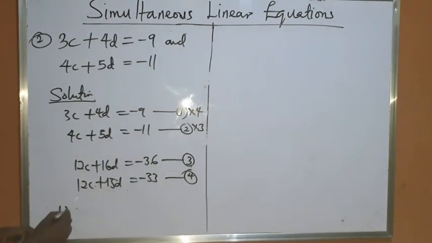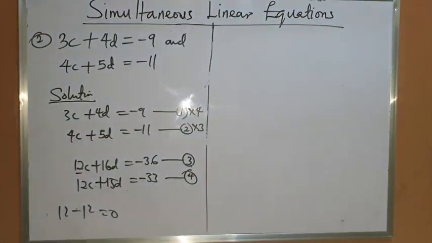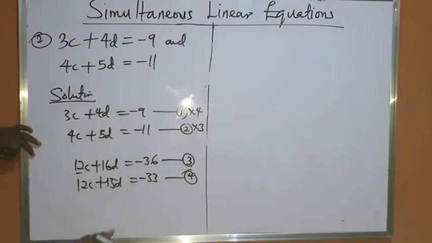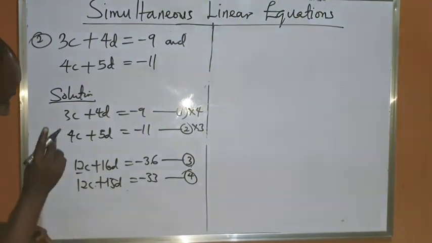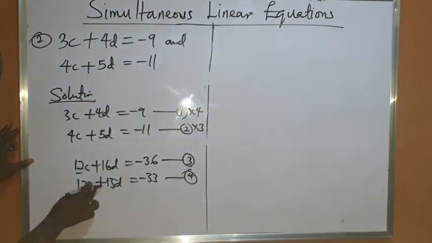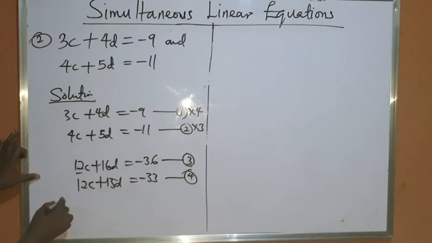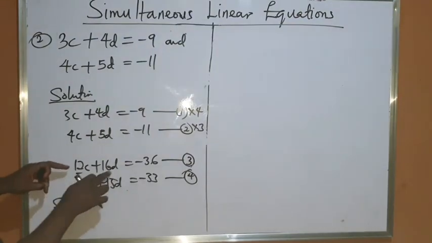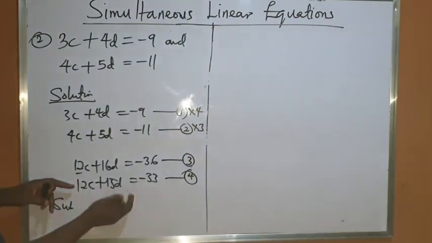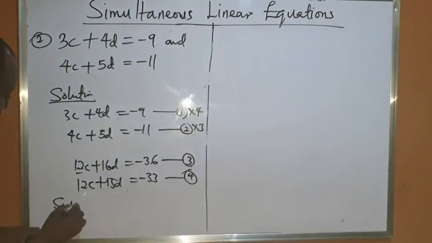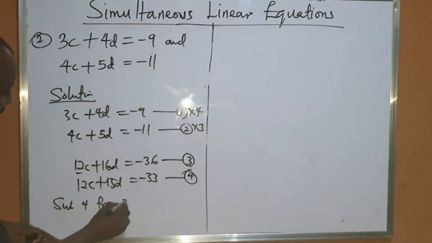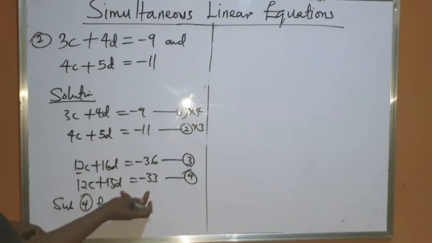In this case, 12, this is plus, this is plus. So 12 minus 12 gives 0. Which means I'm going to subtract. It depends on how you want to subtract it. This aspect is very important. Don't make the mistake. Very, very important. So we're going to subtract. If you look at it, this is bigger than this. This is also bigger than this. I'll just say subtract 4 from 3. That is, I'm removing this from this.